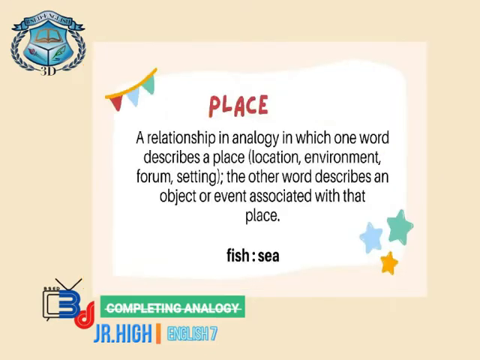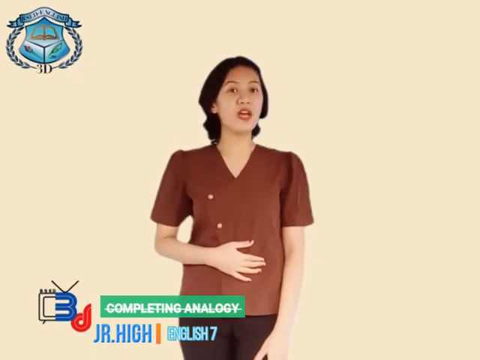The fifth one is place. A relationship in analogy in which one word describes a place, location, environment, forum, or setting. The other word describes an object or event associated with that place. For example, fish and sea. Understand the first 5 relationships?